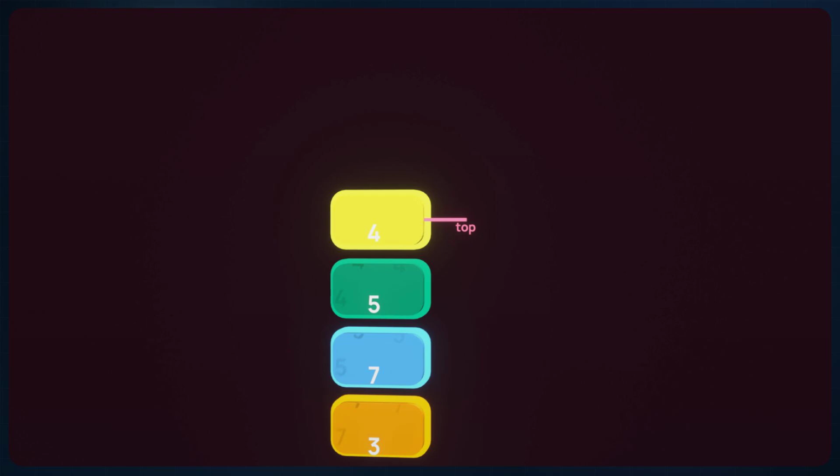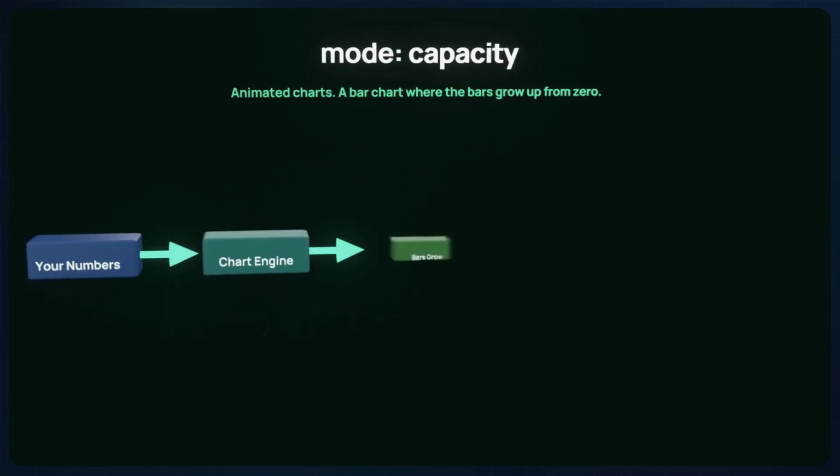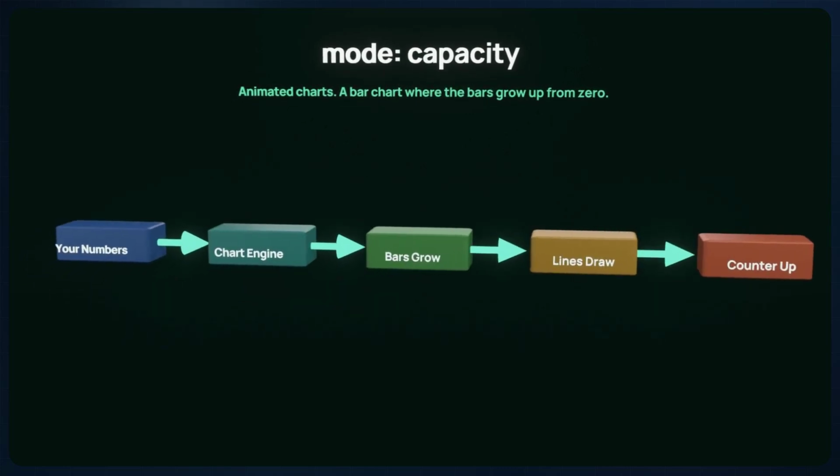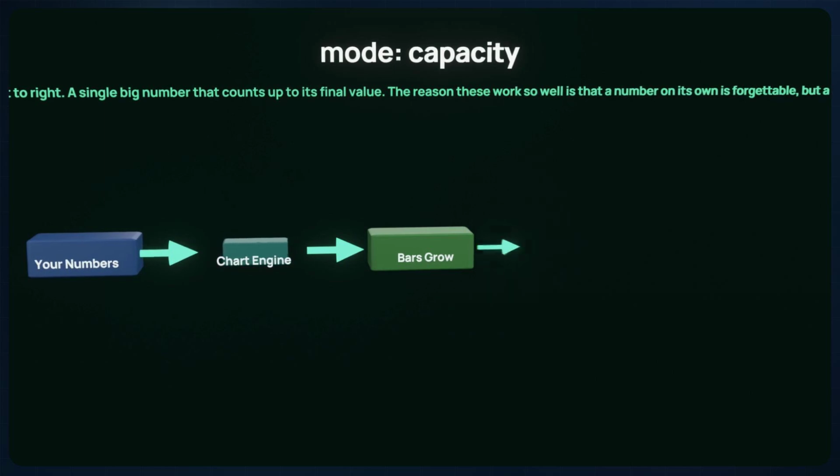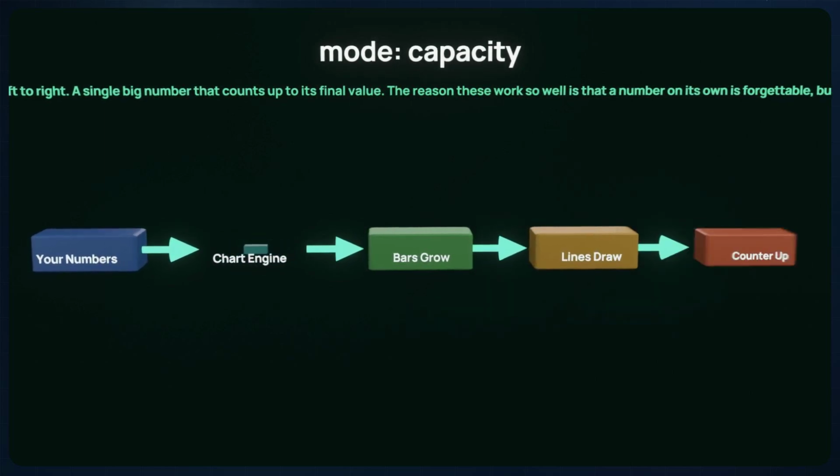But watch one actually move, with each value sliding into place, and it just clicks. This is the kind of content that gets saved and shared. Animated charts, a bar chart where the bars grow up from zero, a line chart that draws itself across the screen from left to right, a single big number that counts up to its final value.